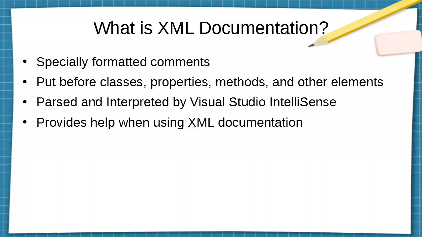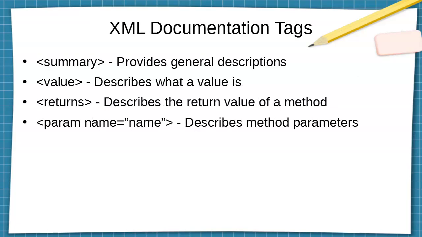So you put them before classes, properties, methods, and other elements, and then Visual Studio IntelliSense will recognize and use them. It helps provide documentation and information for IntelliSense as it's helping you write your code. There are a couple of different tags you can see. There is a summary tag which provides a general description of whatever it is. That could be the class or the methods or objects inside the class. You have value, which describes what a value is. Returns describes what the return value of a method means and how to interpret it. And then param is for parameters being passed into the method.